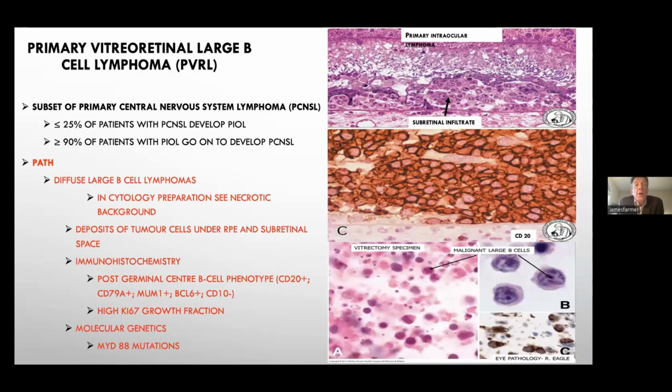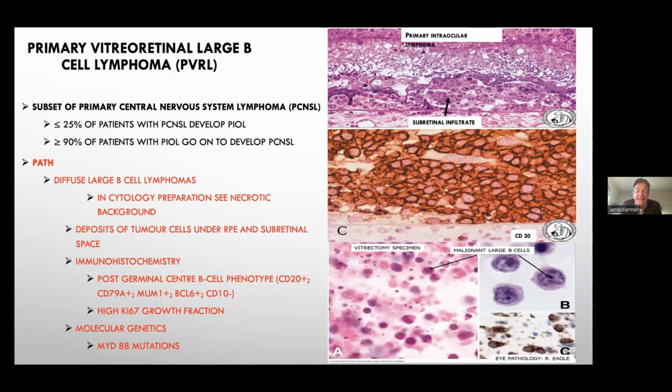So what is primary vitreoretinal large B-cell lymphoma? It's a subset of primary central nervous system lymphoma. Less than 25% of patients with the central nervous system form will develop the ocular form, but more than 90% of patients who present with the ocular form go on to develop the CNS form. It's a diffuse large B-cell lymphoma.